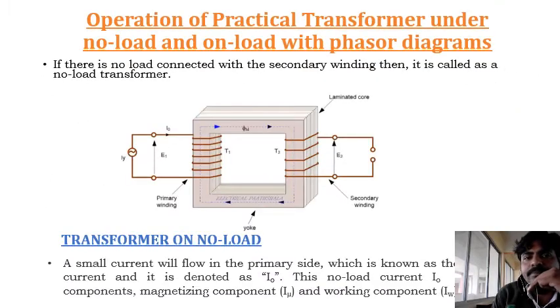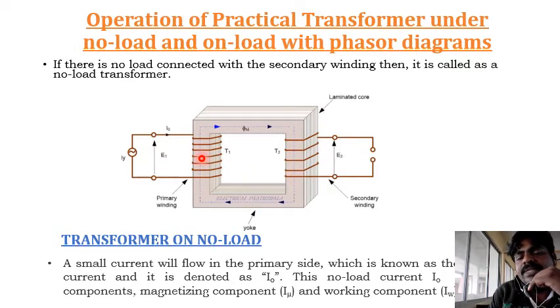Now let us consider that part. Operation of practical transformer under no load and on load with phasor diagram. So you know the transformer constructional features, what exactly the transformer consists of. This is a transformer, a core type transformer. It consists of a laminated core, and the two sides of the transformer are called limbs. On the left limb, a winding is wound, called the primary winding. On the right limb, a winding is wound, called the secondary winding.